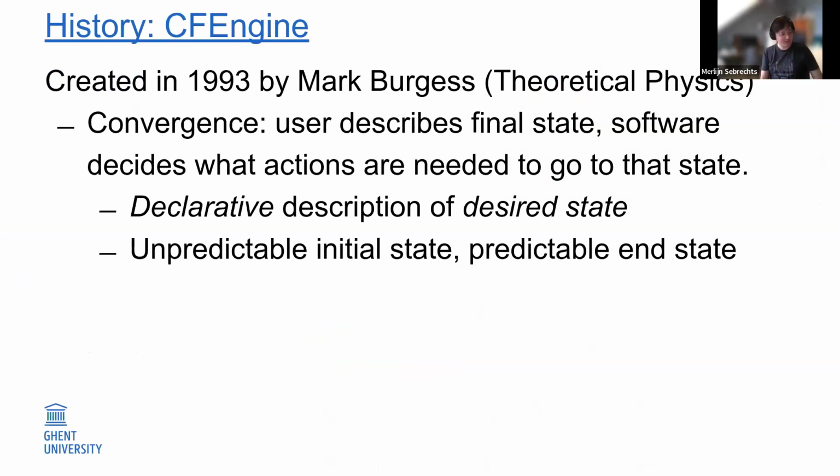So let's take a short look at the history of infrastructure as code. It all started with CF Engine. In 1993, Mark Burgess was a theoretical physicist who was maintaining the IT systems of the physics department.